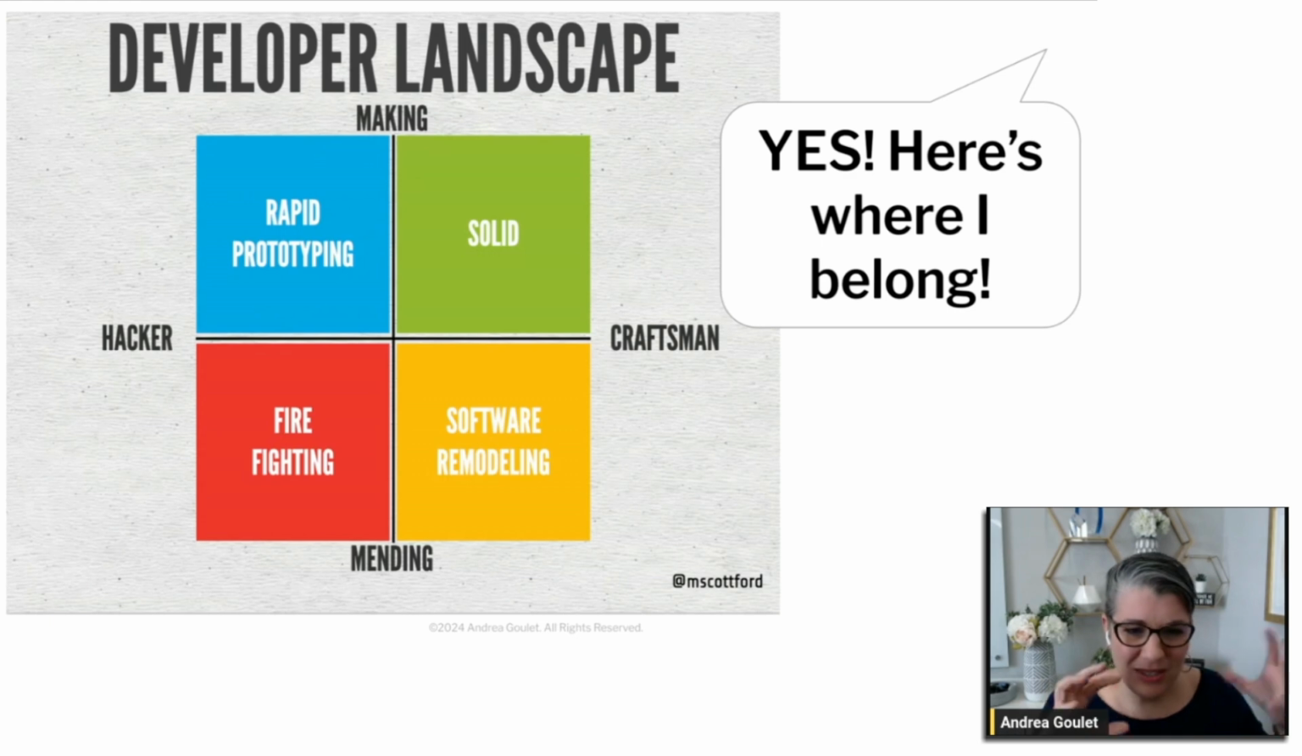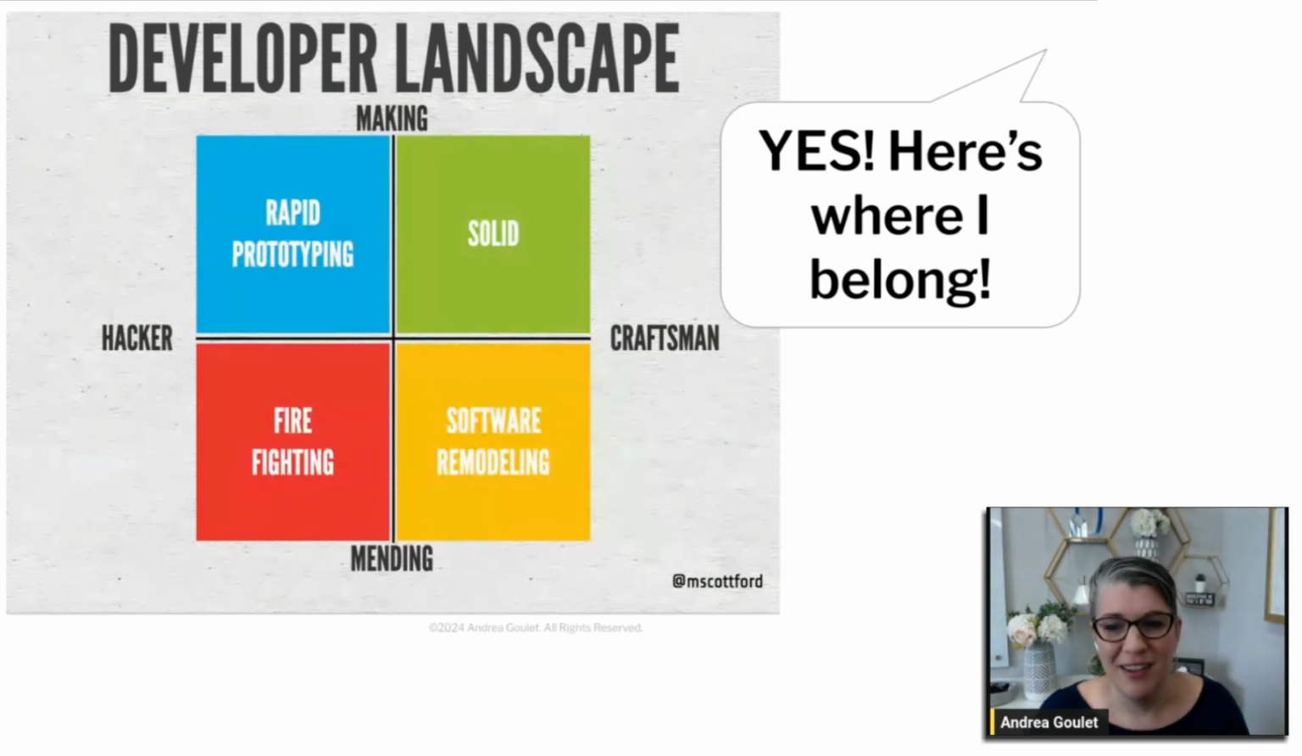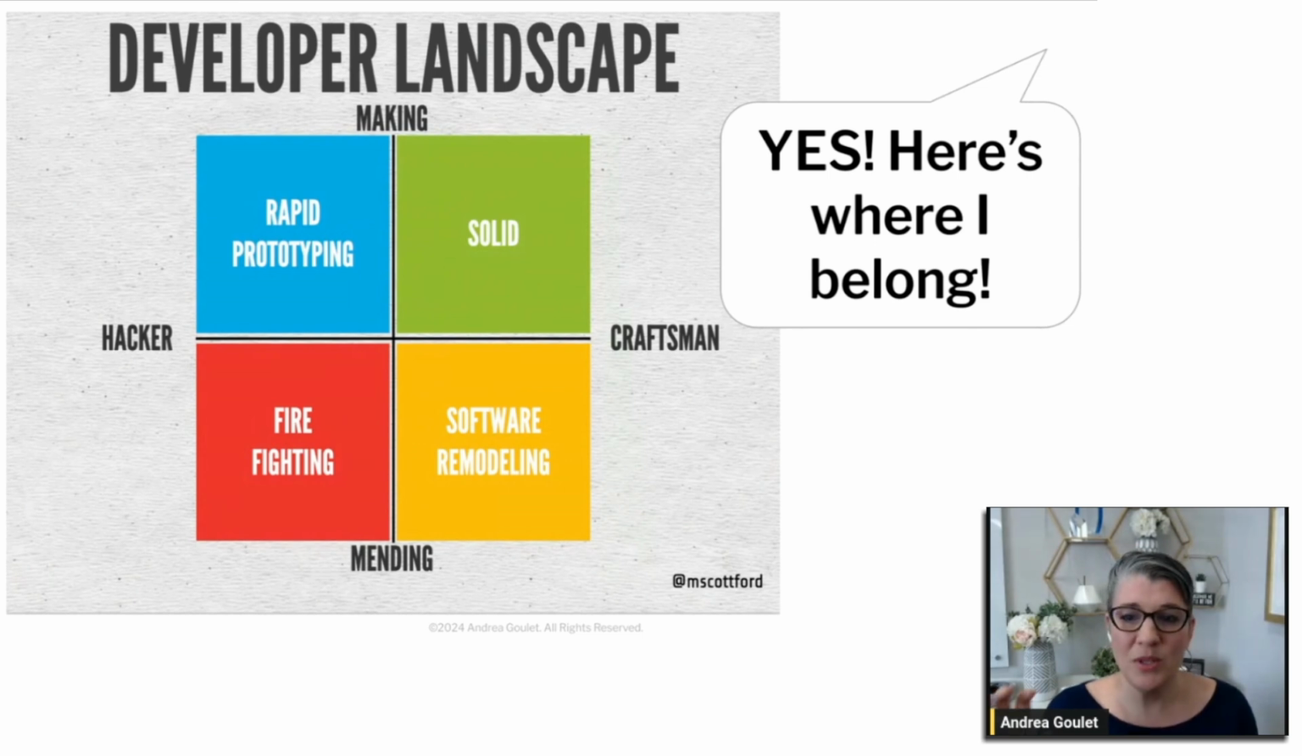Through the course of continuing to fill out these models, we had the developer landscape, looking at making and mending and hacker and craft, similar to This Old House. Very clearly, there's rapid prototyping, which I love. Let's just get stuff out. But there's also software remodeling, which is really what we felt culturally was missing, which is why Scott didn't feel like he had a place. But when you look at this, it's like, yeah, you do belong. It's part of the whole ecosystem.